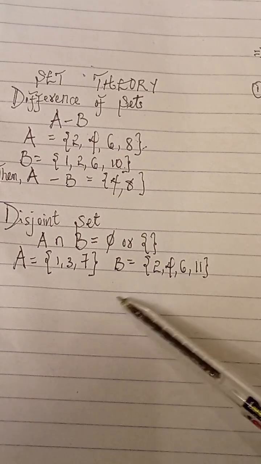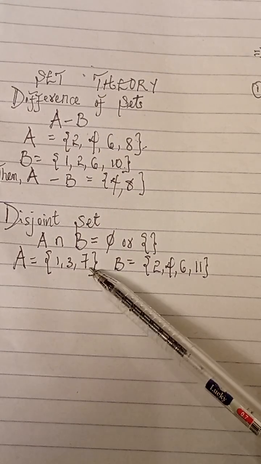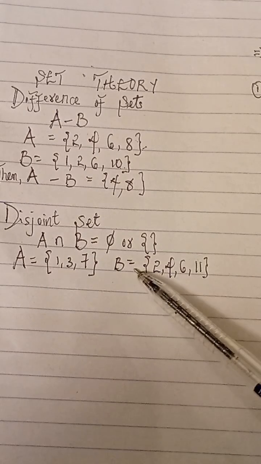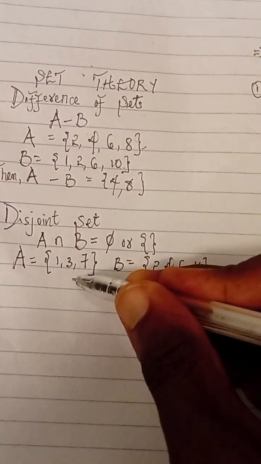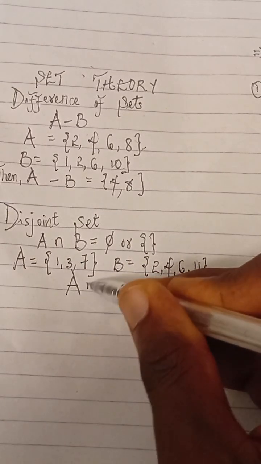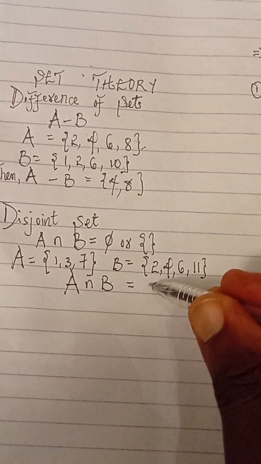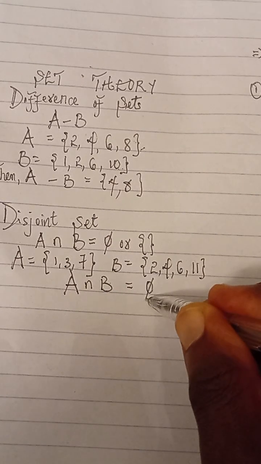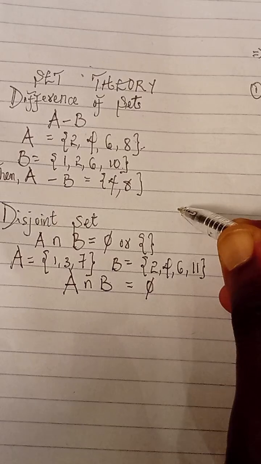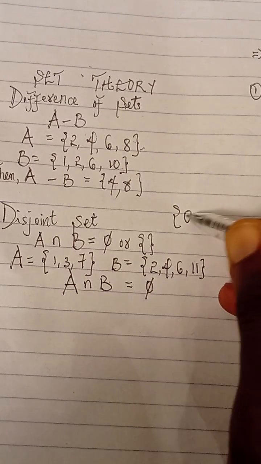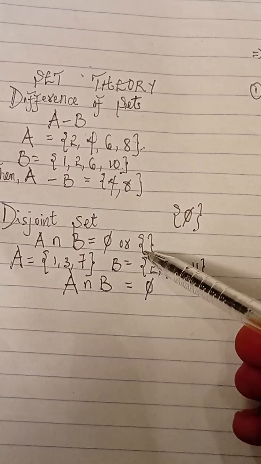For instance, take a look at these two sets. Set A, the elements there are 1, 3, and 7. Set B, the elements in it are 2, 4, 6, and 11. So therefore, this should be A intersection B. What can you find in A and you can also find in B? Nothing. Before I even go further, I have seen sometimes that some students will write this as an empty set. You see something like this and they'll say it's an empty set, after all, we said this or this could be called an empty set.